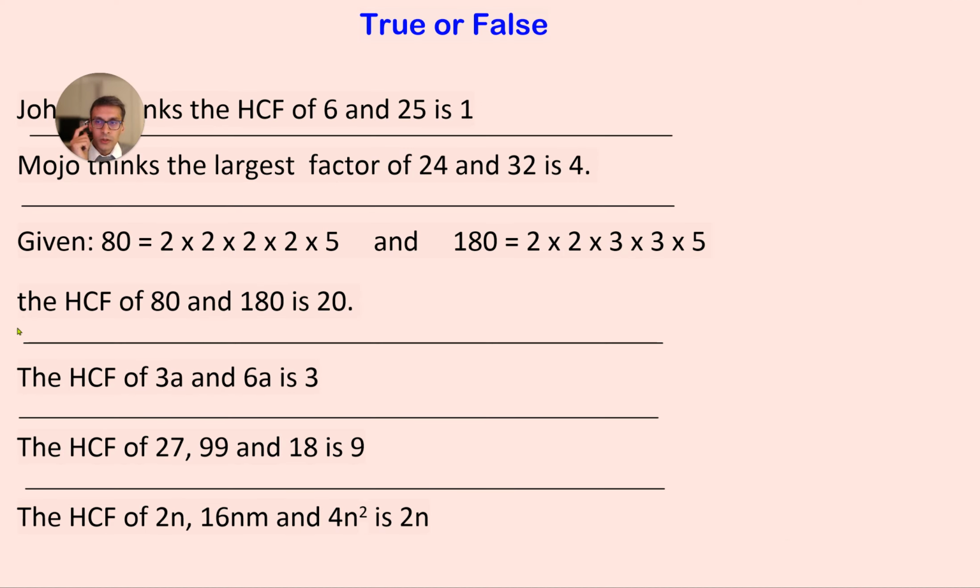Okay, let's do a quick true or false. Decide whether these are true or false, and then we're going to go through these one by one. Okay, pause the video and have a go. And right, let's go through it. So Jehovah thinks that the highest common factor of 6 and 25 is 1. We can see that these are co-prime, so this is true.